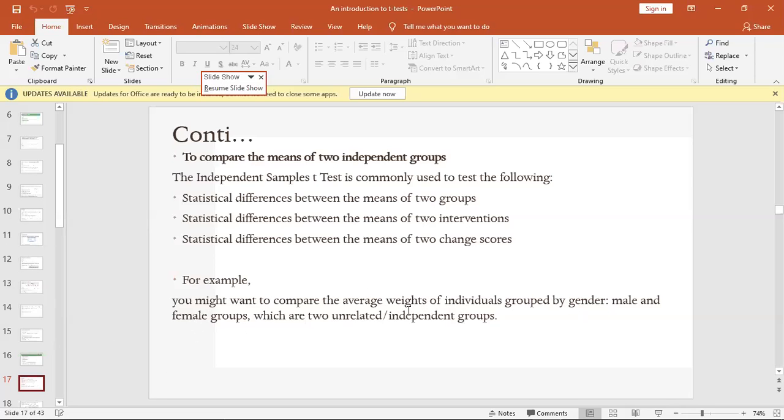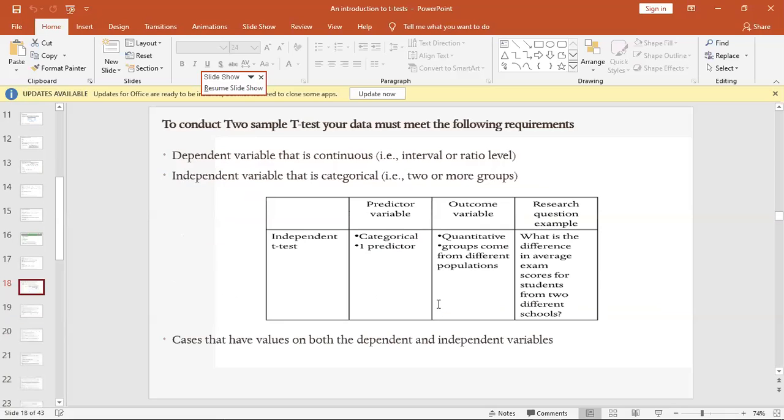So here, male and female are independent groups. I have selected two groups, so I am going to compare the mean weight of two groups. So in this example, I need to go for the two sample t-test.